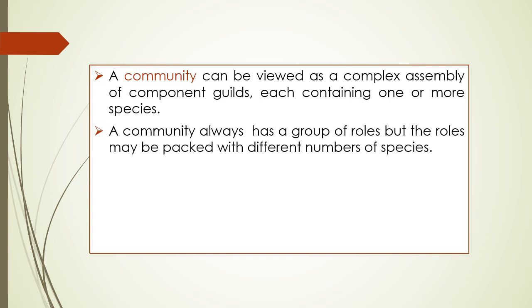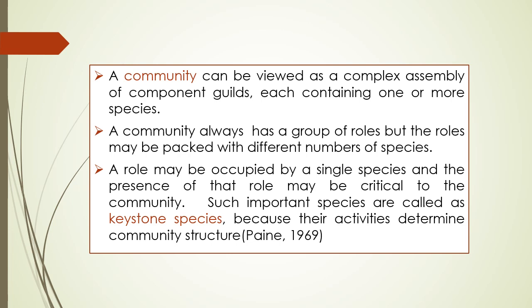One thing you should be clear about is that the number of sets of roles within a community is small in relation to the number of species and might be constant in different communities. There may be a limit on the number of species that can simultaneously fill a given role. A role may be occupied by a single species, and the presence of that role may be critical to the community. The functional role may be performed by a single species, and that particular species may be responsible for controlling the entire community. That means the functional role must be performed by a particular important species for the existence of the entire community.